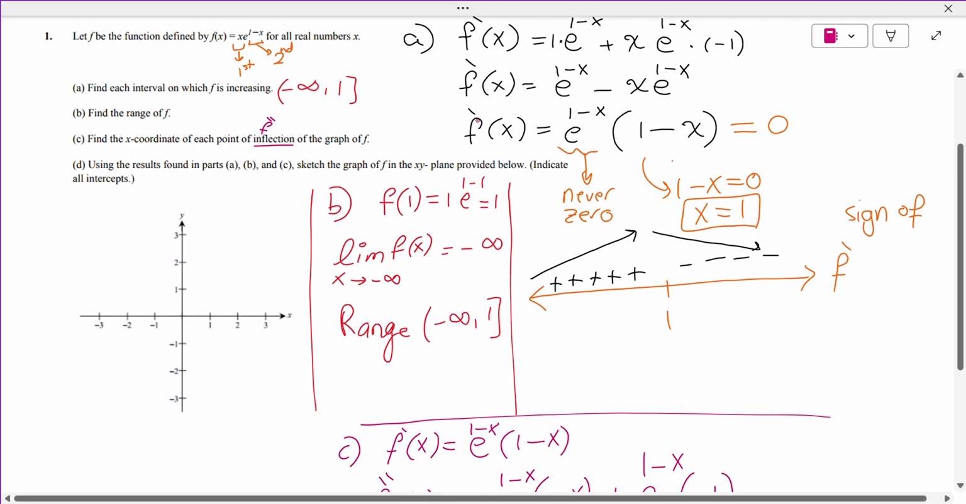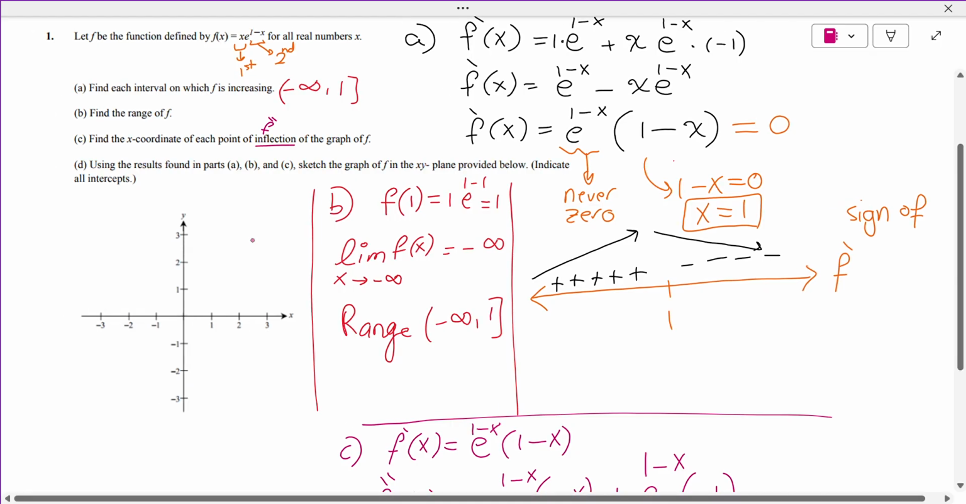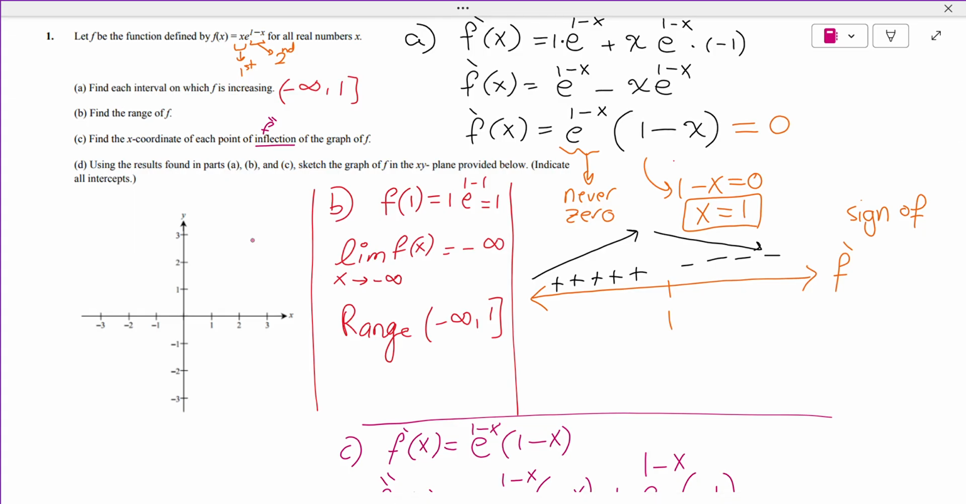Now going back to part D, it says using the results found in parts A, B, and C, sketch the graph of f in the xy plane provided below. Okay, now first of all, if you look at this chart, let me highlight it. There is a maximum at x equals 1, and from part B we found that f of 1 is equal to 1. And this is a maximum, so it has to be a horizontal tangent here. It has to be a critical point.